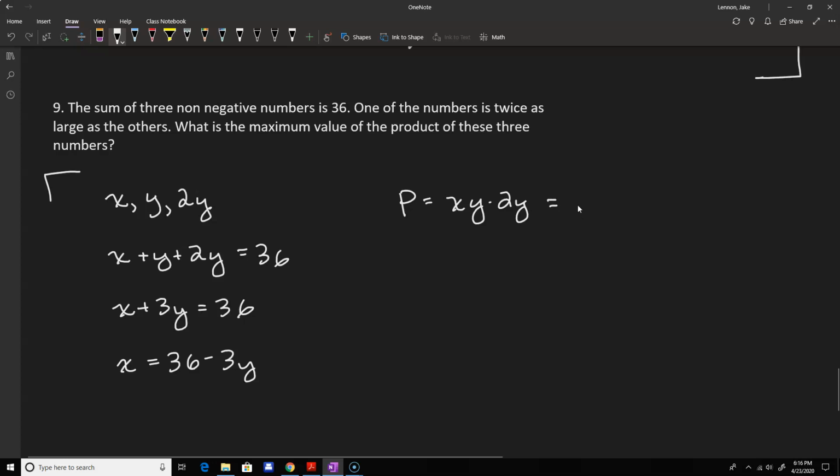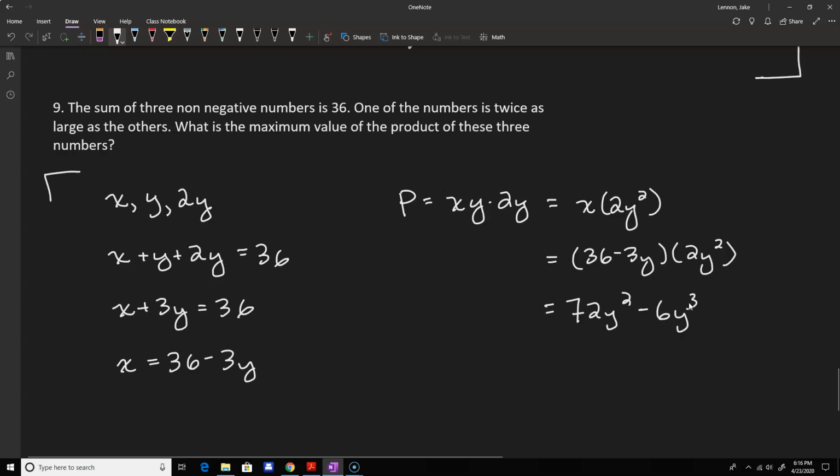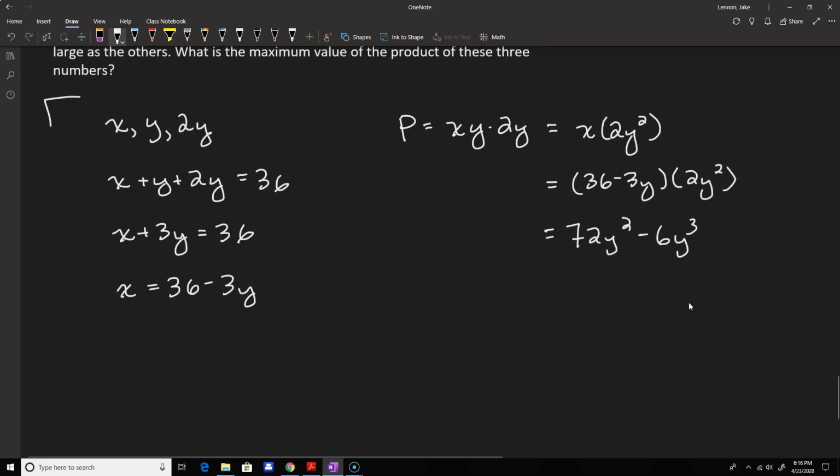So this is x times 2y squared, and we want to replace that x by 36 minus 3y. So let's replace that. So we have 36 minus 3y times our 2y squared. And if we expand that, we end up with 72y squared minus 6y cubed. So we want to take the derivative of that, set that equal to 0, and solve for y.